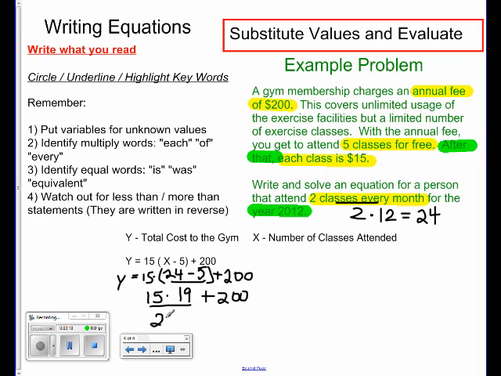So that's the cost that we have to pay towards classes. And then plus the $200, which was our one-time fee. So when you add those up, 200 plus 285 gives you a total of $485. So that would be how you find the total cost of 24 classes for the year.